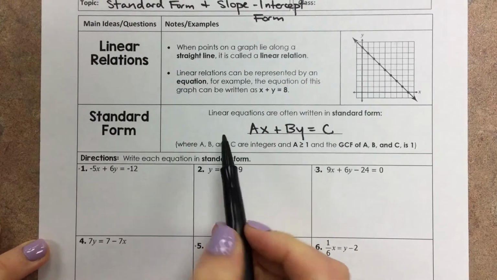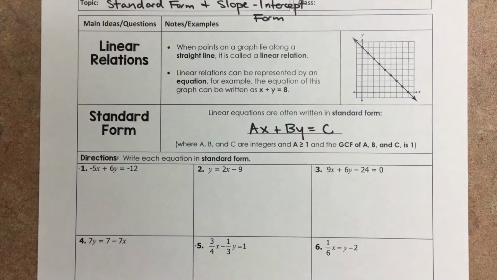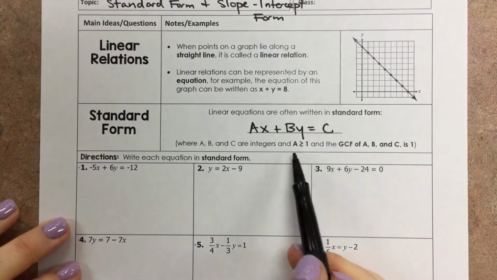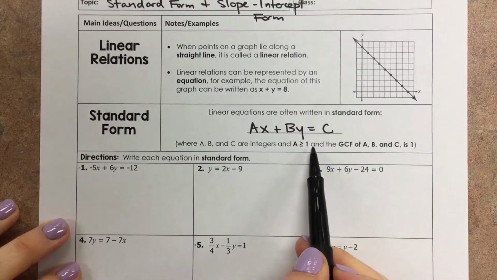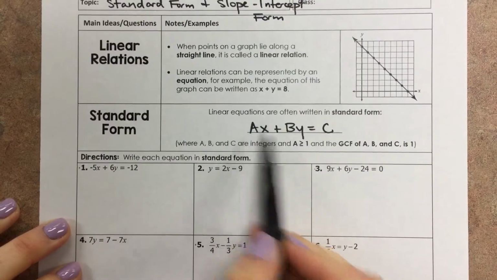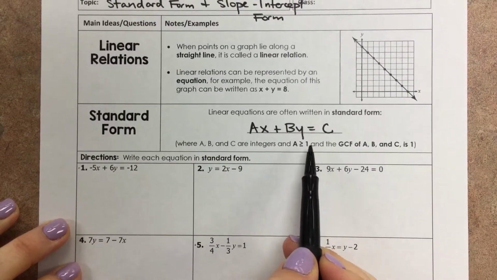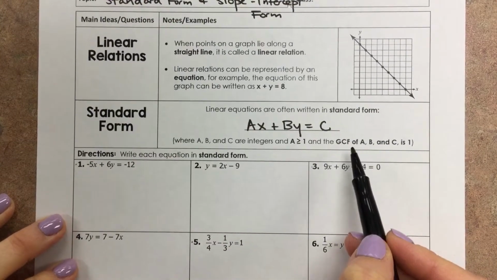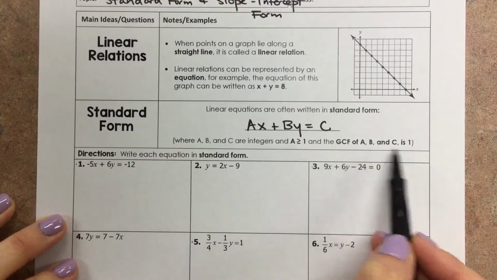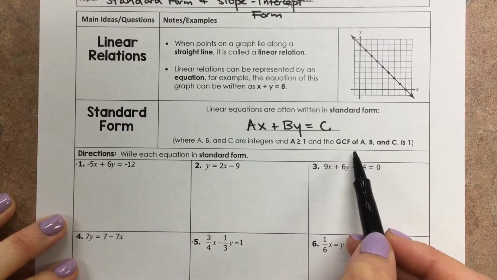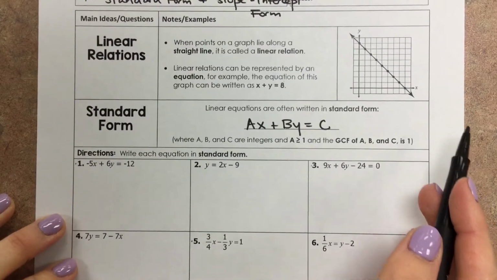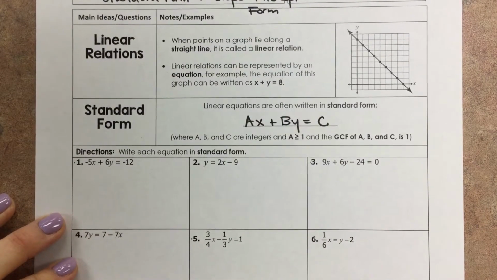So a, b, and c have to be integers, meaning either positive or negative whole numbers, can't have fractions, can't have decimals. That's one rule that we have to follow. a has to be greater than or equal to 1, meaning the term that's in front of the x right here has to be positive. If it's negative, then we're not truly in standard form and we need to change that. And then the GCF of a, b, and c is 1, meaning there's not a common factor that you could divide out of all of the terms. If there is, then you would have to divide it out.